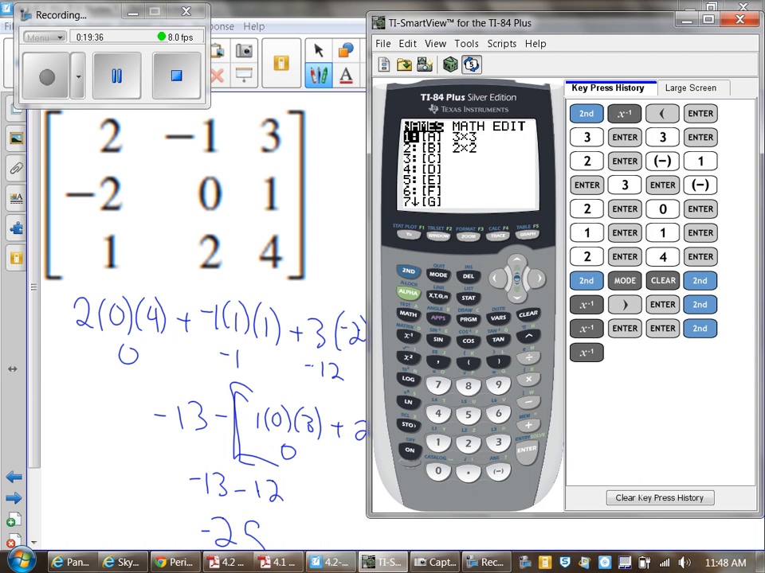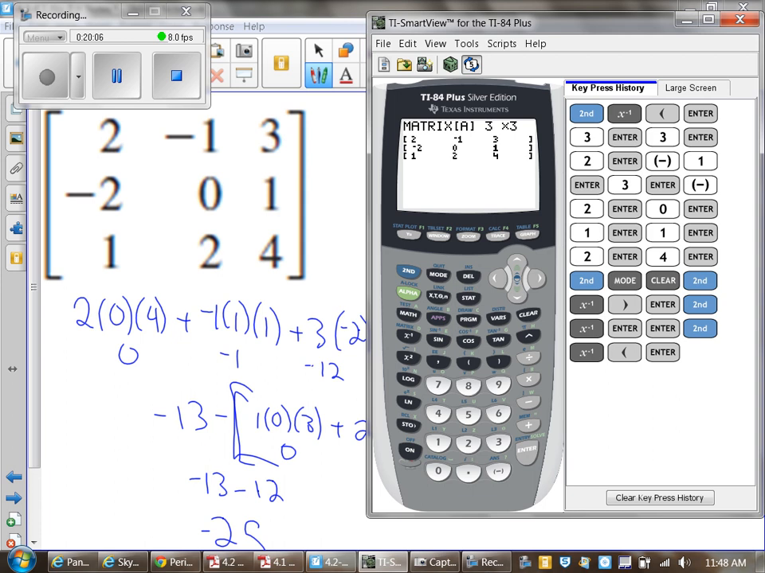What I want to do is create a 3x3. So you hit second, matrix. Go to matrix A, slide over to edit, hit enter. When we do that, you just change it from whatever it was, you just make it 3x3. And then you enter in all of those values. I believe I already have them in here. 2, negative 1, 3, negative 2, 0, 1, and 1, 2, 4.